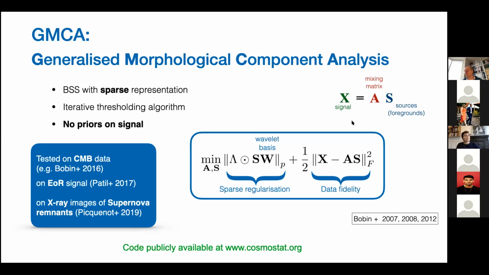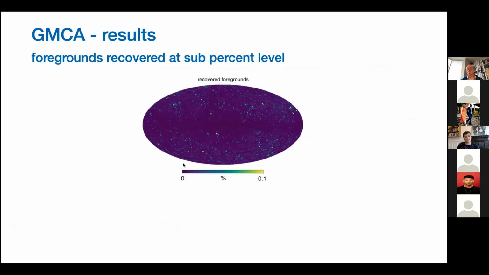So once you write down your signal in this linear way, with a mixing matrix times a number of sources, then you find A and S iteratively by using this cost function. Besides the usual data fidelity term, to check that you're getting a solution as close as possible to the initial data, you also impose sparsity on the sources in this wavelet basis at the same time. And it's already been used in some other astrophysical contexts. So we use this GMCA in our simulation for the 21 centimeter.